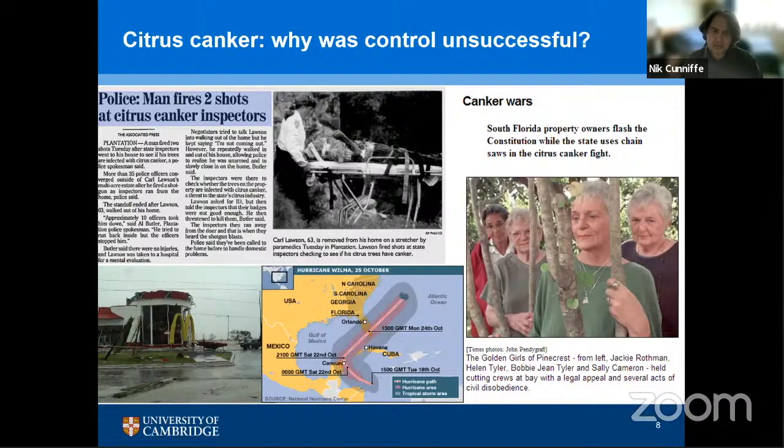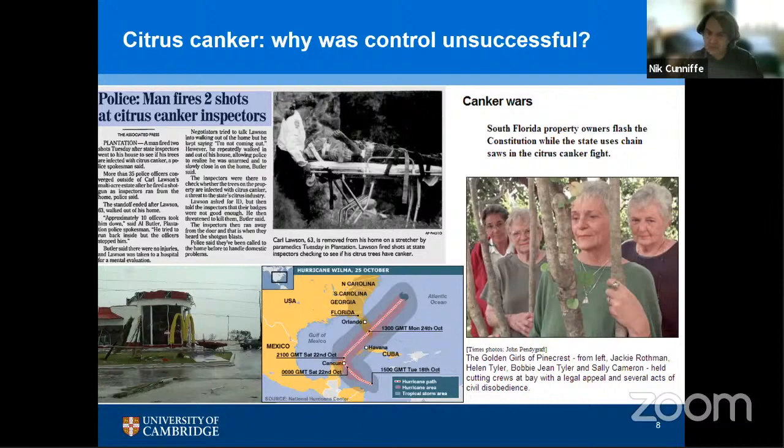The other possible reason underpinning the failure is shown by the two news articles. This program of tree removal was incredibly unpopular with certain people, and it kind of makes sense. By the end of the program, if a tree was detected to show symptoms of citrus canker just under 600 meters away, then your tree in your backyard would have to be removed. So I think the Golden Girls of Pinecrest on the right weren't happy with this.